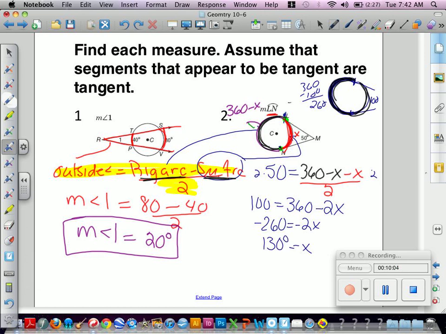Now I shouldn't just write x is 130 degrees, but the measure of LN is 130 degrees. And you people need to start being more clear on your homework, please, and writing out all of the steps, as well as not just x equals, but the measure of LN is 130.